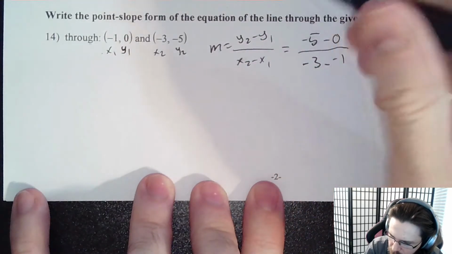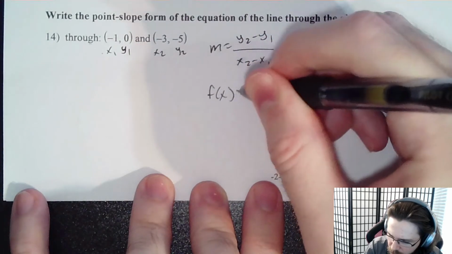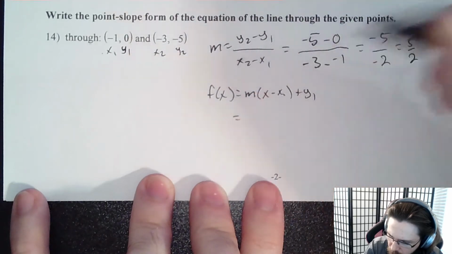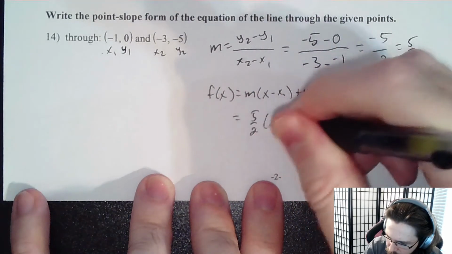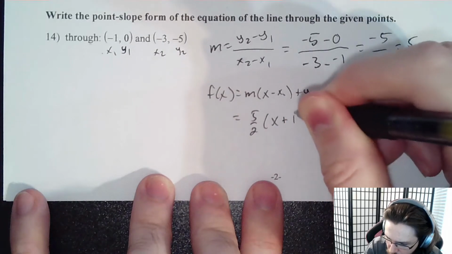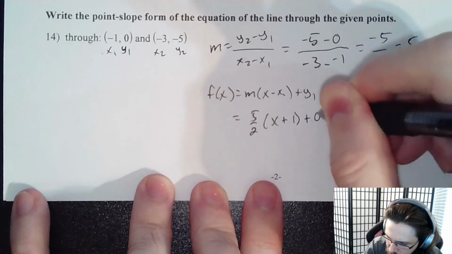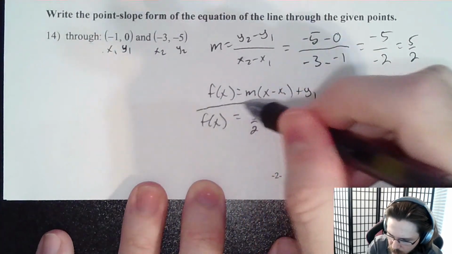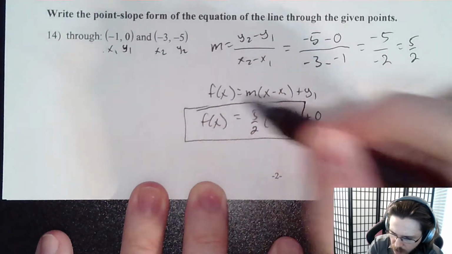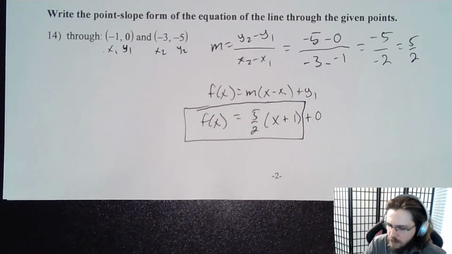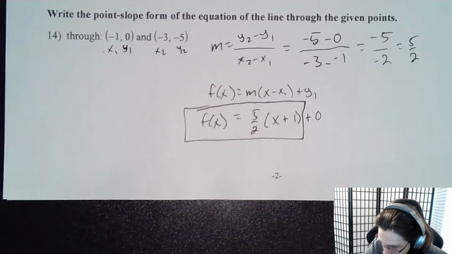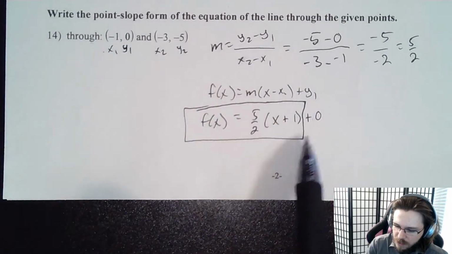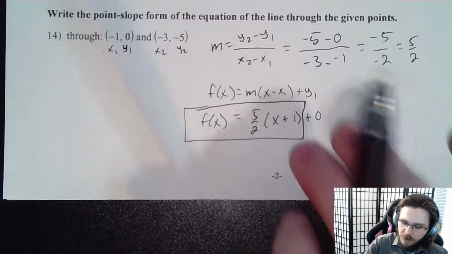After that, you just got to plug it into our equation here. F of x or y equals m times x minus x1 plus y1. So m is 5 over 2 times x plus 1 plus 0 if you wanted to. You don't actually need that plus 0 in the equation. You can kind of just leave it like that. Easy peasy. Hopefully. Please note you could have also used the +3 here and the -5 out here. That would have been fine as well. You can use any coordinate you want for that guy.